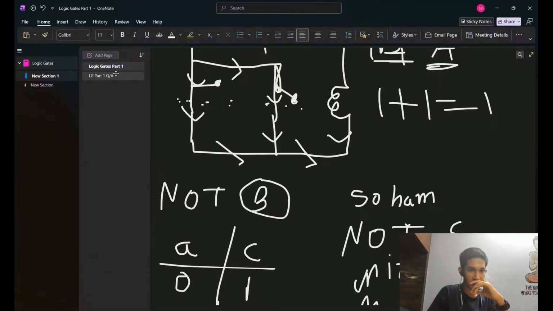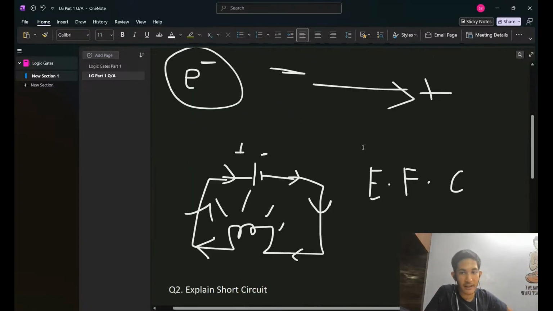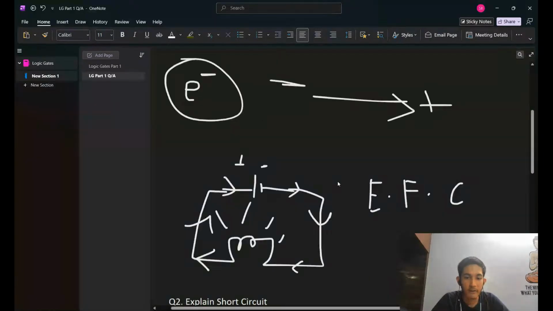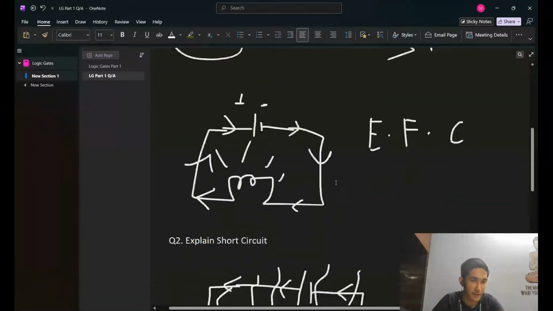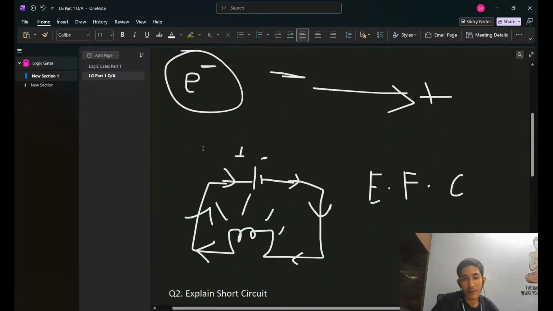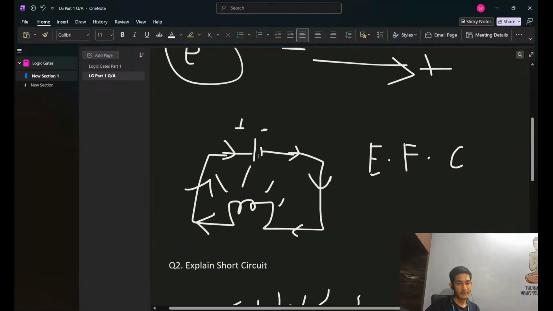We also did some Q&A, a very simple explanation of circuits. Conventional current is the one which Benjamin Franklin thought: electricity goes from positive to negative. However, what is actually true is electron flow, which goes from negative to positive, because electrons are negative in nature, so they go from the negative terminal to the positive terminal.